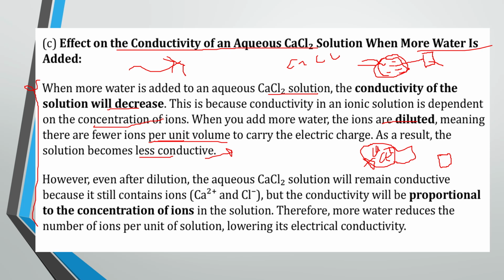electrochemistry. So let's look at this. We are going to say that, however, after dilution, aqueous calcium chloride is going to remain conductive because it contains ions, which are the calcium and chloride ions, proportional to the concentrations of ions in solution. Therefore more water is going to reduce the number of ions per unit volume, lowering electric conductivity, which means the same thing as this. But electric conductivity is going to be lower per unit volume.